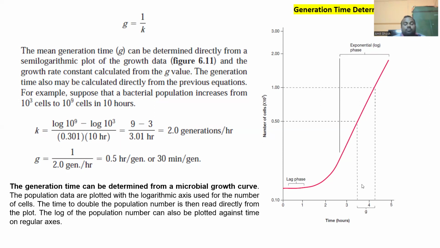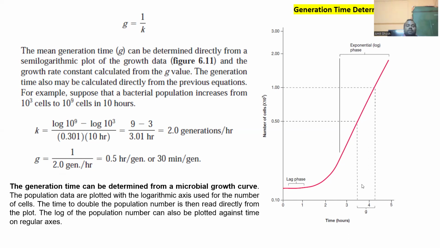So here is the solution. The generation time will be 30 minutes per generation. So the bacterial population will increase from 10 to the power 3 cells to 10 to the power 9 cells in 10 hours if the generation time is 30 minutes per generation.